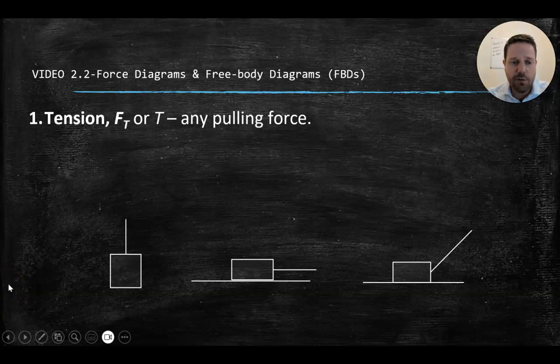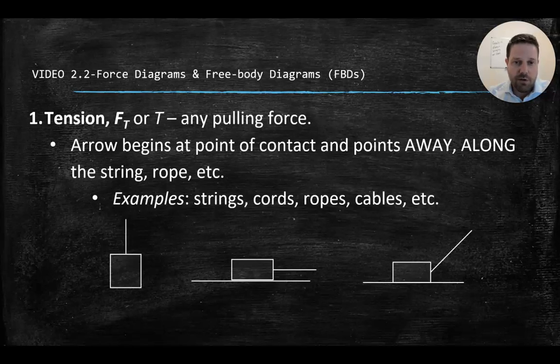So with tension, it's any pulling force, literally anything. We're going to draw it from the point of contact, meaning the object is getting pulled by contact with something, and you can just draw it right along that object. Whether it's a string, cord, rope, cable, or even someone's hand grabbing and pulling, any pulling force. In our example here, we're going to use some strings. So we have a point of contact along a horizontal string, and a point of contact along an angled string, where the string is attached and along the string. Nothing too fancy there.